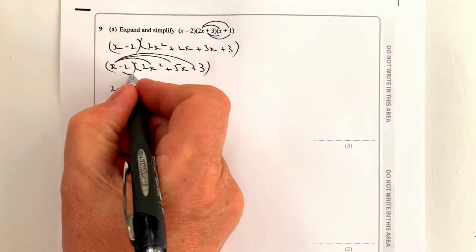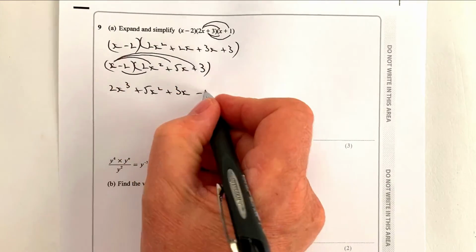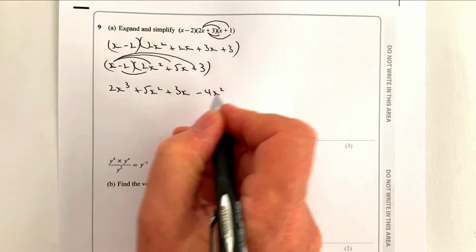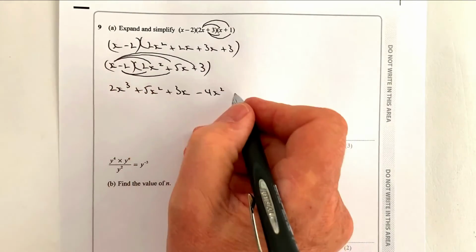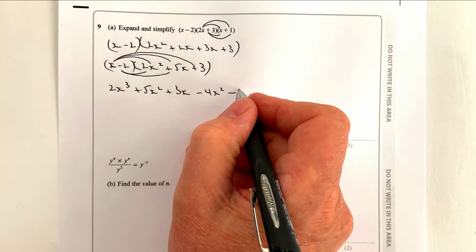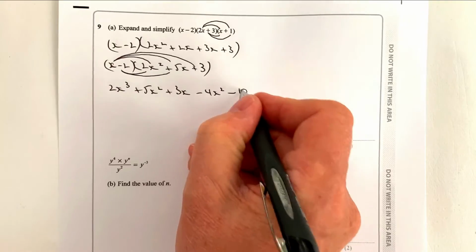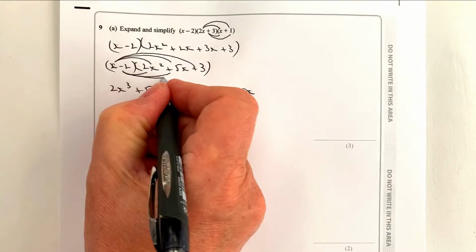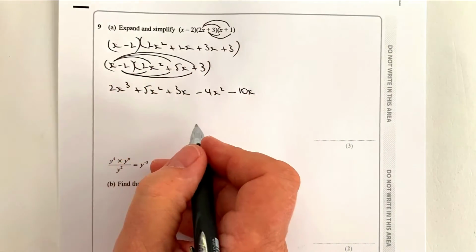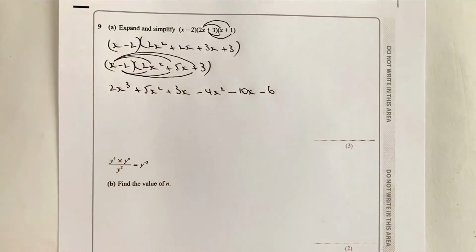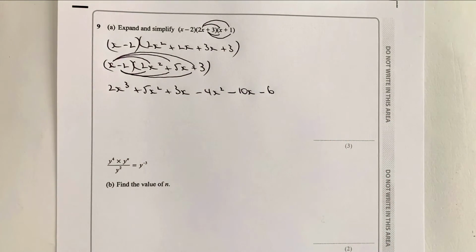So minus 2 times 2x squared is minus 4x squared. Minus 2 times plus 5 is minus times a plus is a minus, and that's going to be minus 10x. And then finally, minus 2 times plus 3 is going to be minus 6. Okay, or negative 6 if you prefer.